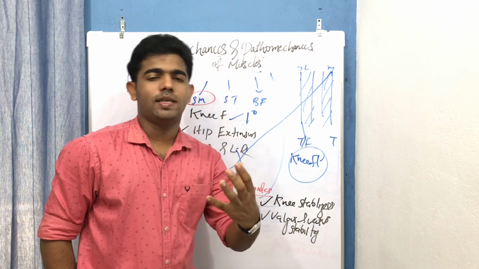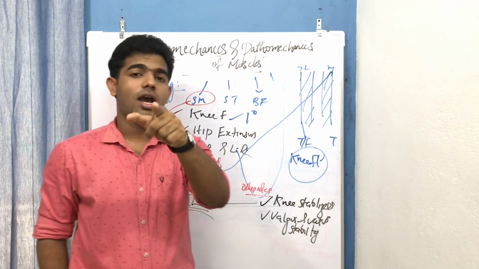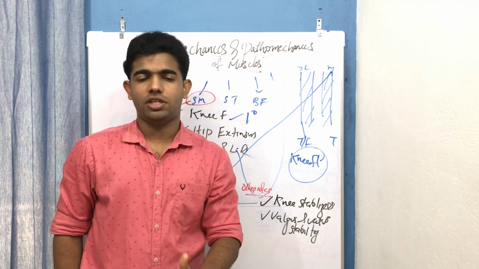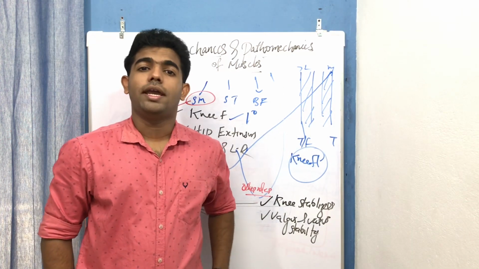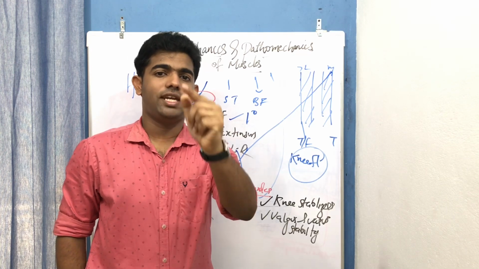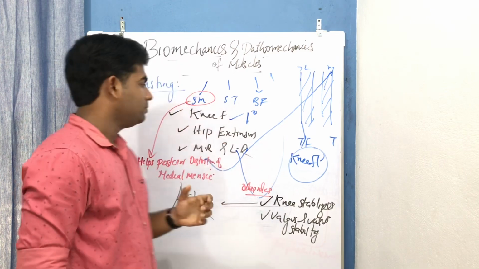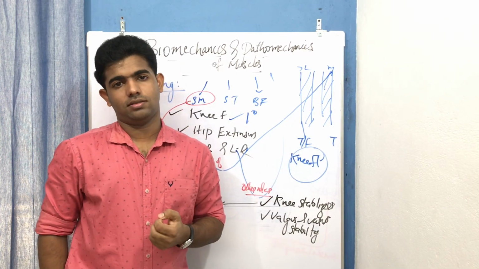So when there is an injury to the ACL, there is a significant role of strengthening and activation of the hamstring muscle. And in an ACL deficient knee, the hamstring has a very predominant role in providing anterior translatory stability or restraining the anterior translation. Right. So these are the major functions of the hamstring muscles.